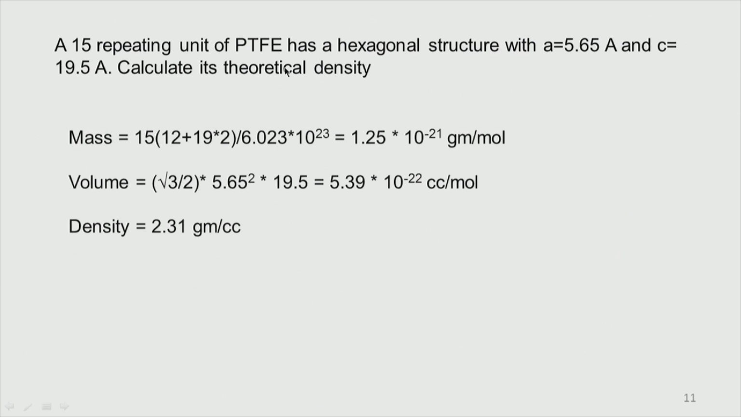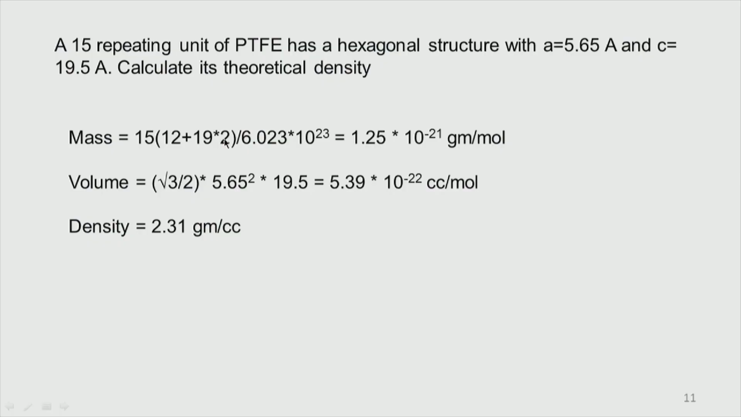Okay. So, mass: 15 into 12 is the carbon, okay, F2 CF2, right. Fluorine is 19 into 2, divided by 6.023 into 10 power 23, that is the Avogadro number. So, when we do this calculation, 1.25 into 10 power minus 25 gram per mole. Why do we do this? 15 repeat units, and each repeat unit has CF2, CF2 and so on, right. C is the carbon, 12, F2, that is why 2 into fluorine, divided by the Avogadro number, that gives you the mass of this 15 repeat unit.